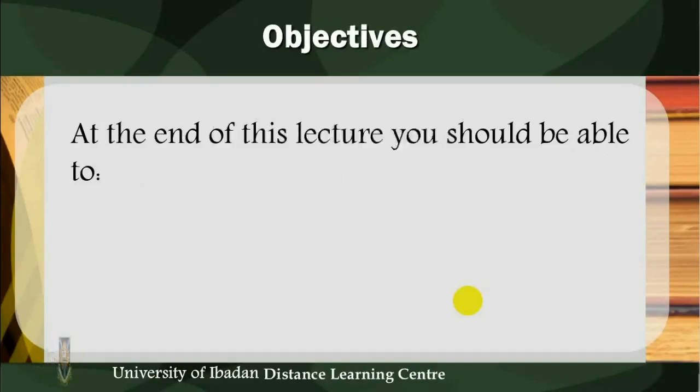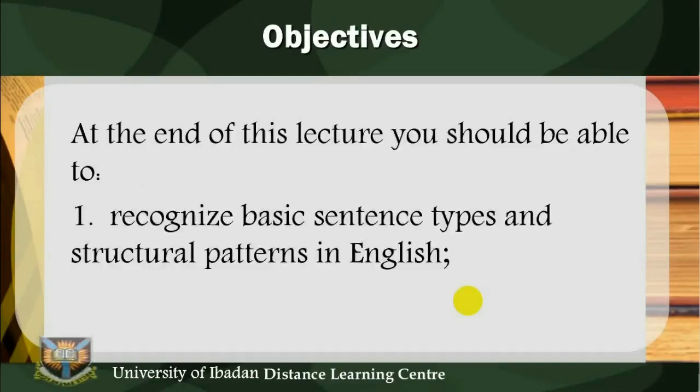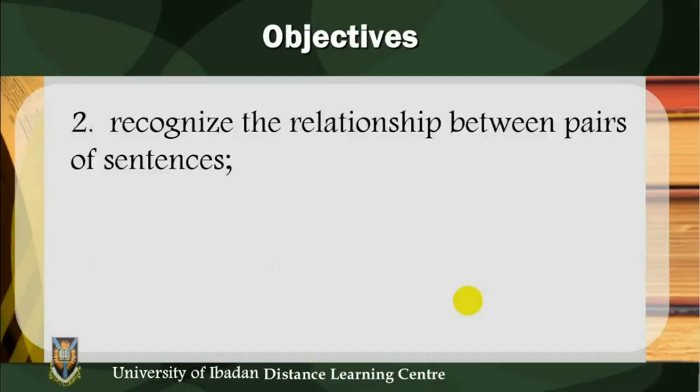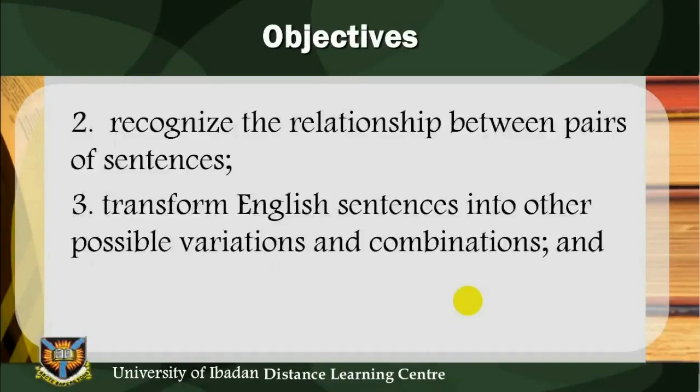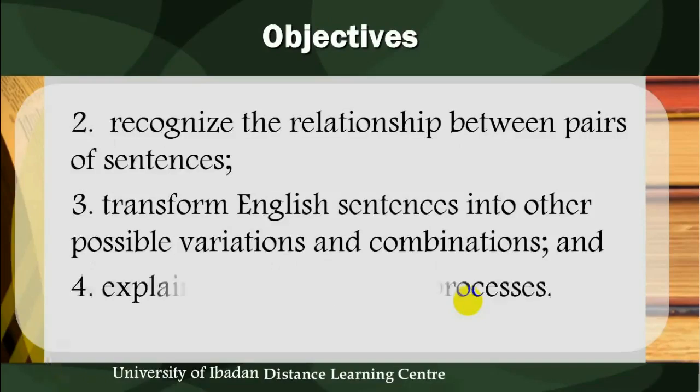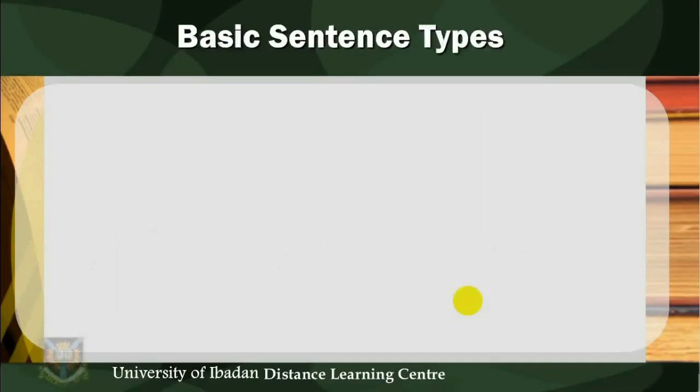Objectives. At the end of this lecture, you should be able to: 1. Recognize basic sentence types and structural patterns in English. 2. Recognize the relationship between pairs of sentences. 3. Transform English sentences into other possible variations and combinations. And 4. Explain transformational processes.